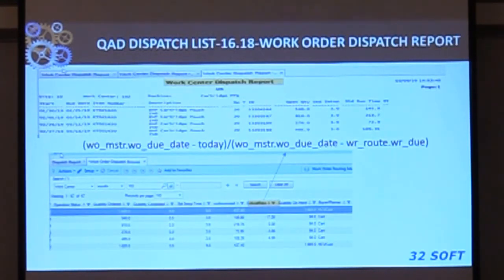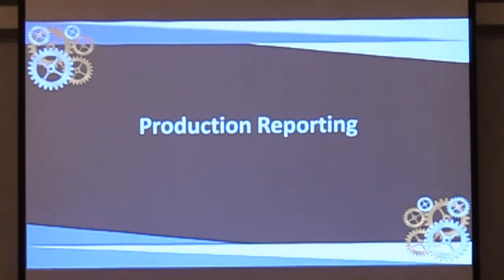So, you've got a work center dispatch report in QAD, standard. We've created our own. You can see I've got a simple calculation here for a critical ratio, which I simply took the values out of the tables and did a quick calculation in the browse, and now I've got a critical ratio for my shop guys out on the production floor.